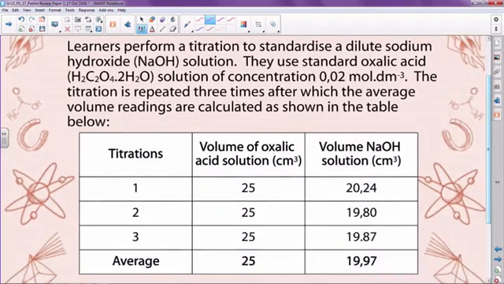They use a standard oxalic acid solution and they give you the equation. Don't get too fussed about the dots in the H2O. That just means it's added to it. We use it as part of the molecular mass. It doesn't really change too much. Of solution of concentration 0.02 moles per decimeter cubed. The titration is repeated 3 times, after which the average volume readings are calculated as shown in the table.